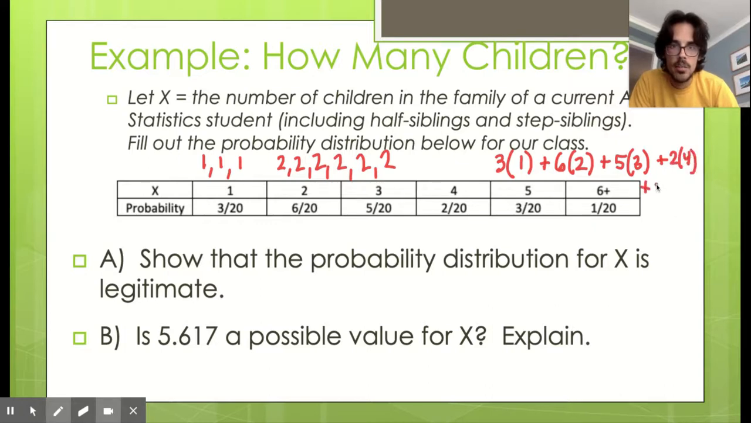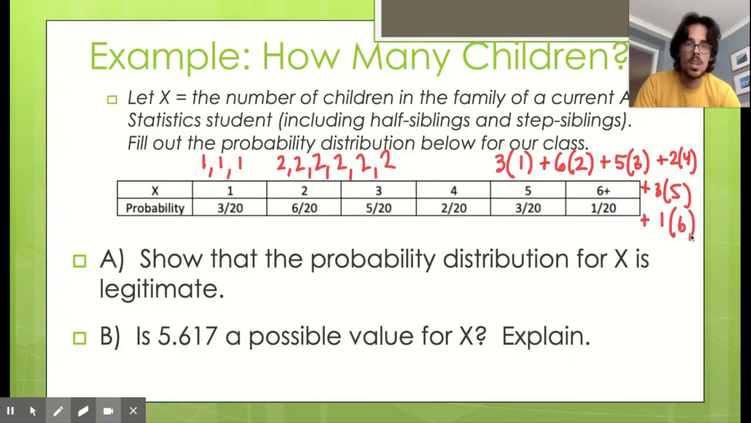I have 3 5s. And I have 1 6 or more. So I'm just going to call it a 6. The 6 or more does make it a little bit weird here, but let me go ahead and treat it like it was just equal to 6. And if you add all those up, that makes 59 out of my total of 20.